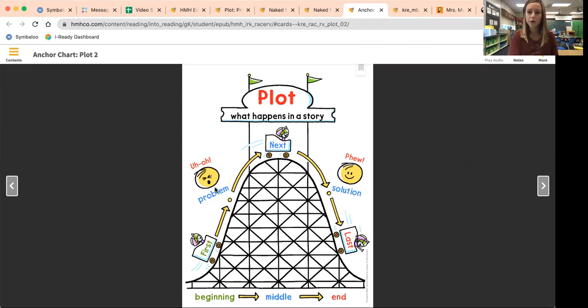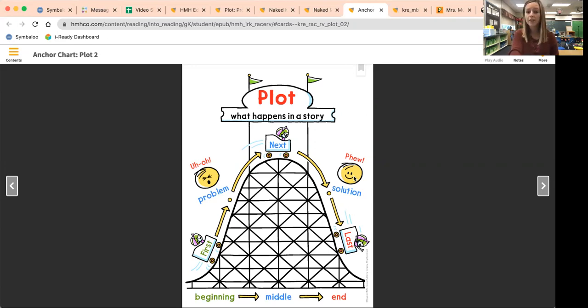Can everyone say the word problem? Good job. A problem is when something goes wrong. For example, if I forget my backpack at home, that's a problem. The solution is how you solve the problem, how you fix it. If I forget my backpack at home, I might ask a friend to borrow a pencil. That could be how I solve my problem.